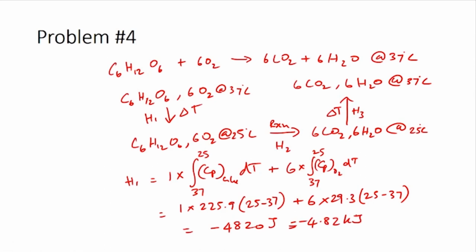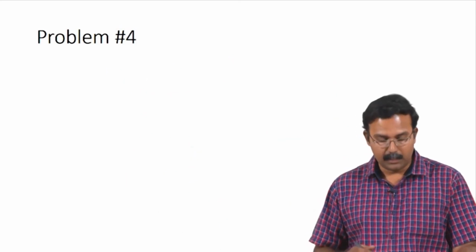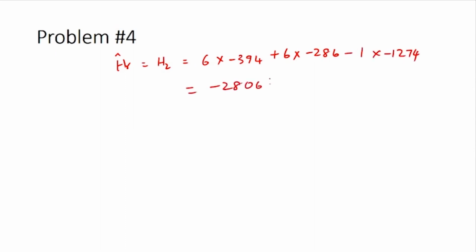Now, for calculating the heat of reaction for this process, the second step, the standard heat of reaction can be calculated using the heats of formation that have been given. However, I am not going to go through the calculations here; this is just the reverse of the reaction which we have looked at, so we can easily do this calculation. I will just give a one line explanation for what we are doing. The heat of reaction, which is equal to H2, is equal to 6 times minus 394 plus 6 times minus 286 minus 1 times minus 1274, giving us a value of minus 2806 kilojoules.